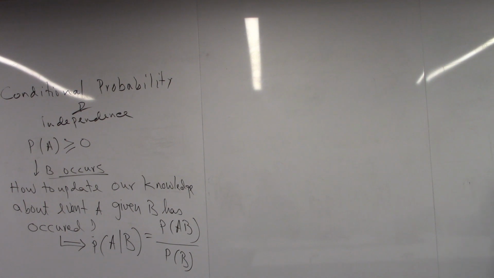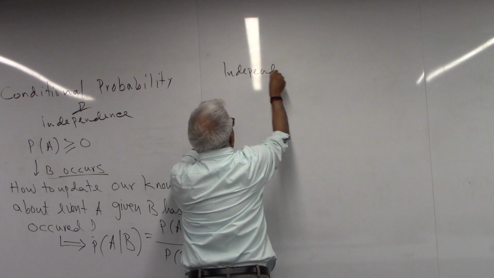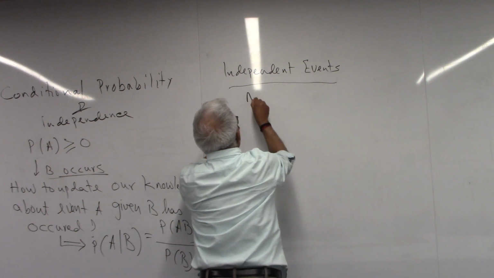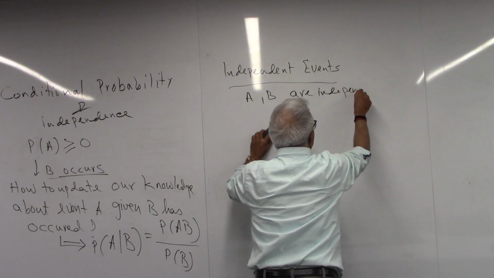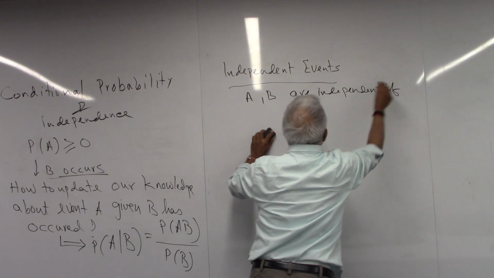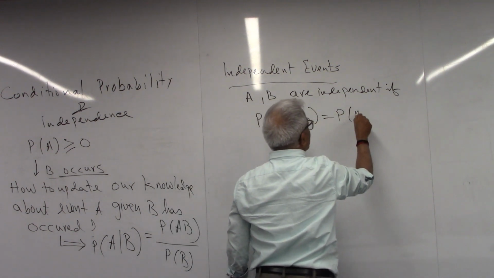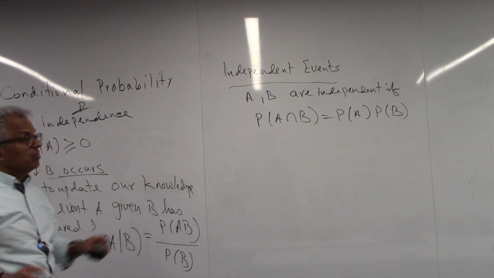So conditional probability is the way information is updated about an event. So in this spirit, I want to bring in the notion of independent events. So we say two events, A and B, are independent if the probability of A intersection B is the product of their probabilities. So remember, this is a probabilistic notion, so you cannot represent this using Venn diagrams.